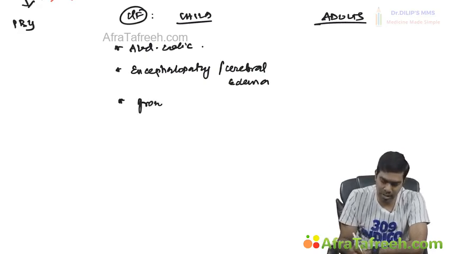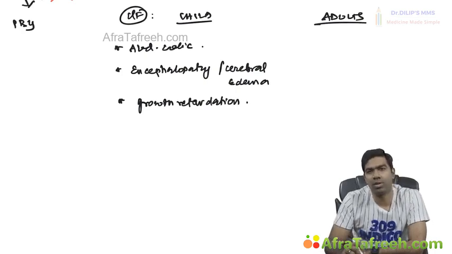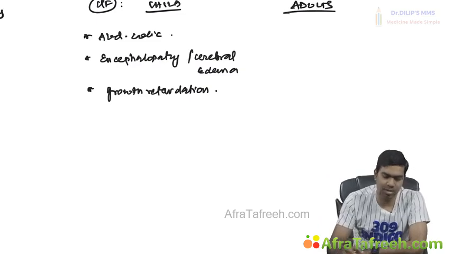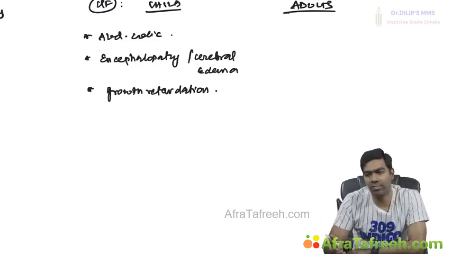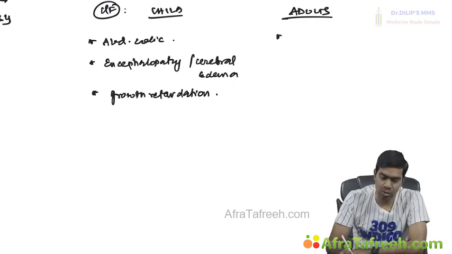At the same time, you might get growth retardation, because lead tends to deposit in the epiphysis of the bones. Once it deposits near the epiphysis, it inhibits growth of the epiphysis, which in chronic conditions might result in growth retardation also. And the lead depositing within the epiphysis, you can see as lead lines, which I am going to show in the image in some time. So those are called lead lines.